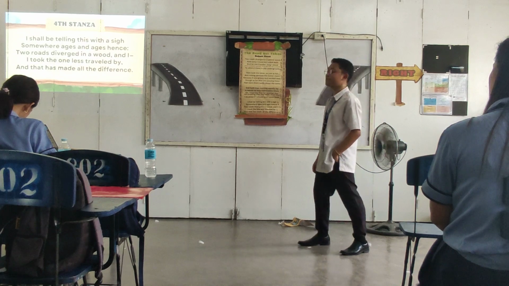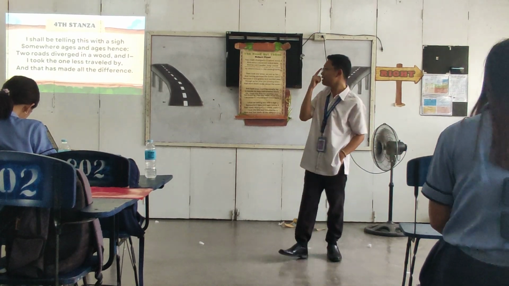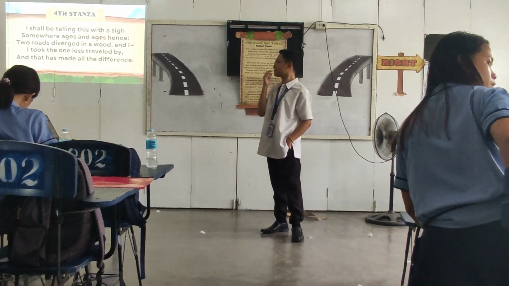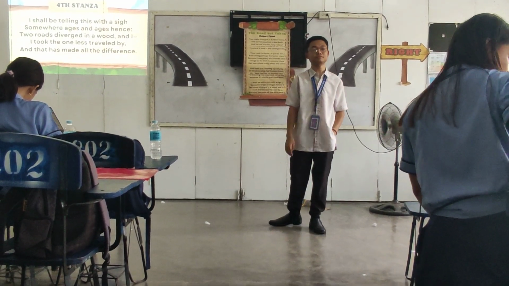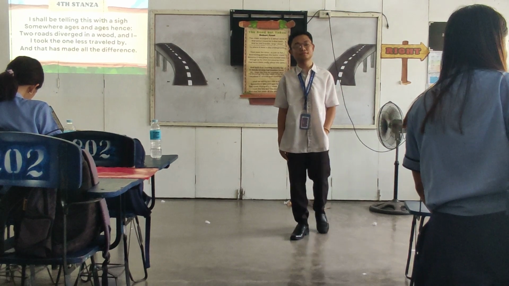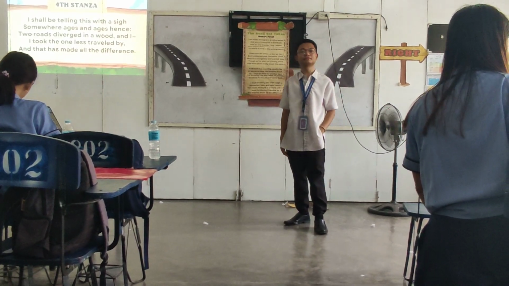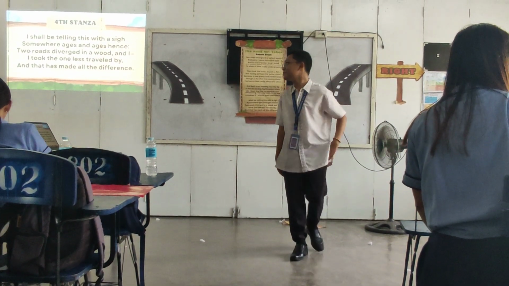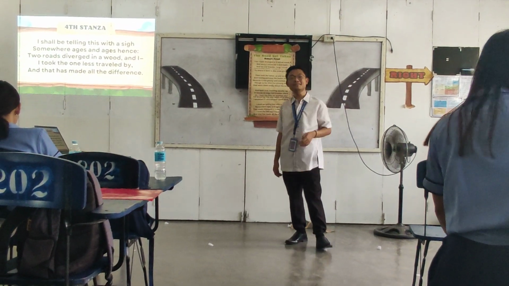Alright, so what is the message of the fourth stanza? Let's have Miss Anne. In the fourth stanza, the author, Frost, chose the road which is not taken by many, and I guess that is the road with obstacles. Alright, precisely correct. Let's give Anne a slay clap.